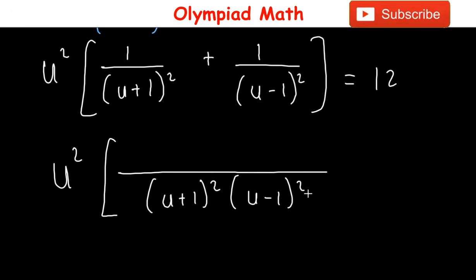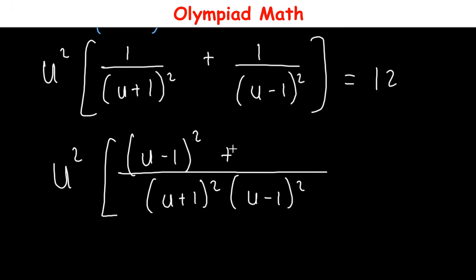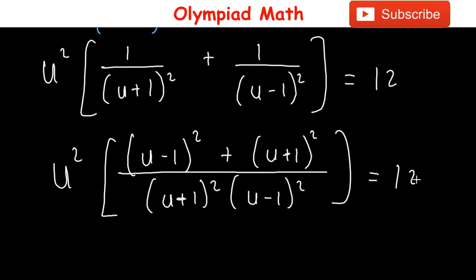So this will divide this. We have (u - 1)^2 times 1, it becomes (u - 1)^2, then plus (u + 1)^2 times 1 when we divide this, and this equals 12.